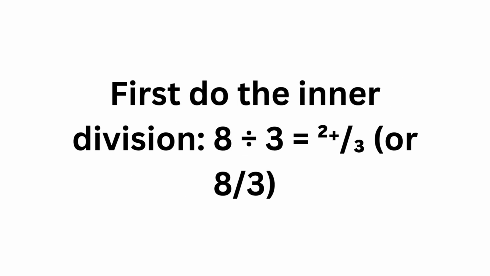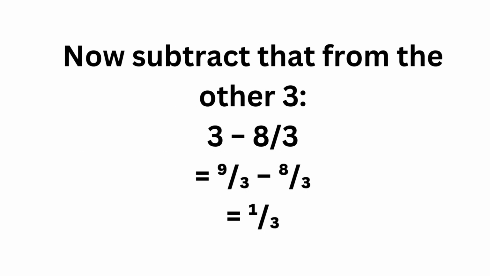First, do the inner division. 8 divided by 3 equals 8 thirds, or 2 plus 2 thirds. Now subtract that from the other 3. 3 minus 8 thirds equals 9 thirds minus 8 thirds equals 1 third.